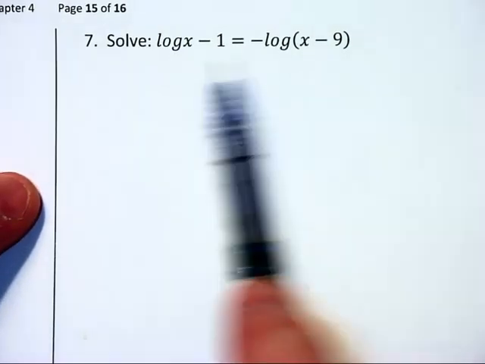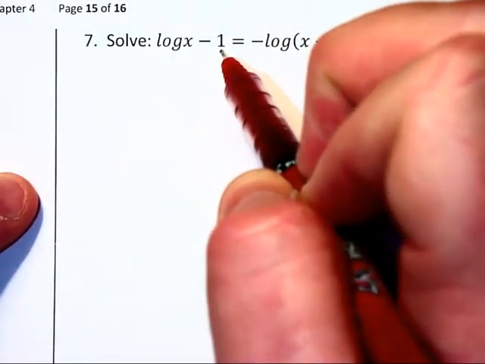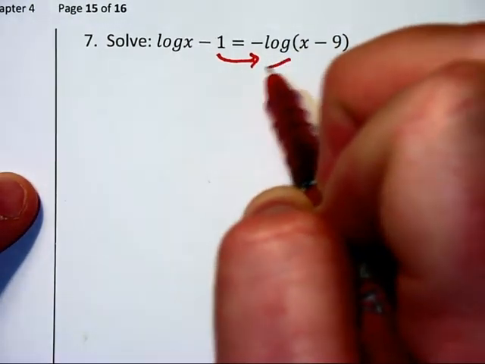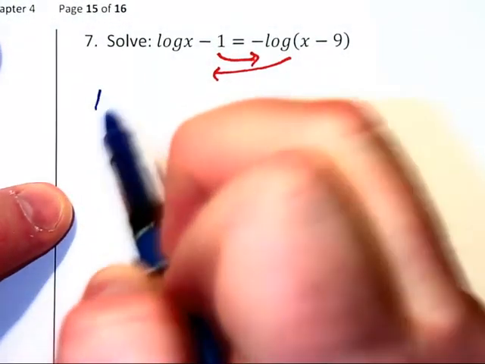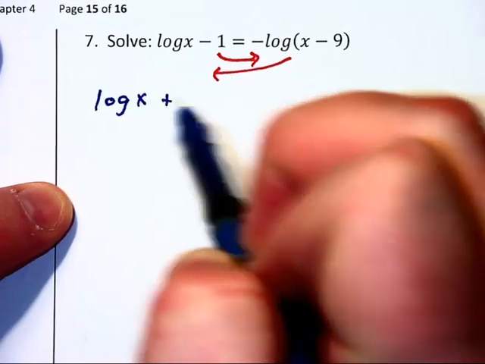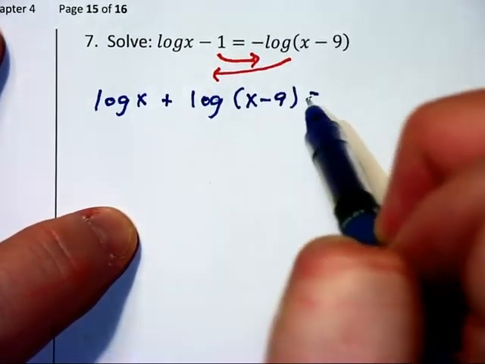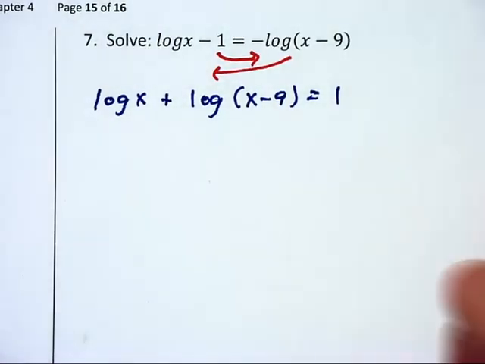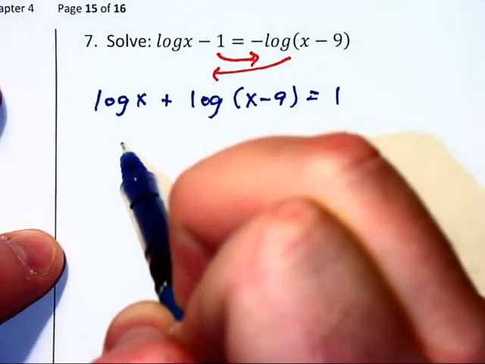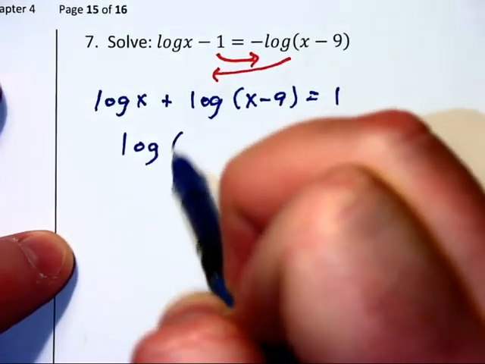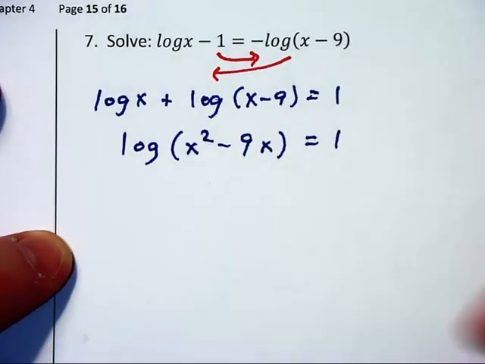We've got logs on each side, but we don't want that minus 1 with the logs. So I'm going to bring that minus 1 to the other side and bring the log from the right over to the left. We now have on the left the log of x plus the log of x minus 9 equals 1 on the right. We now have addition between our two logs, which turns into multiplication. So we now have log of x squared minus 9x equals 1.